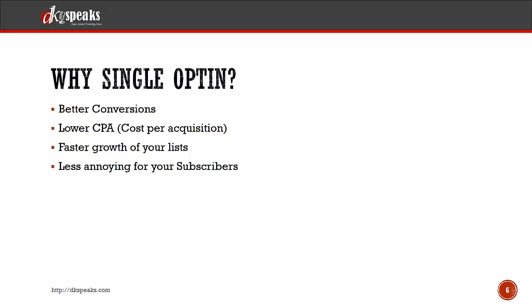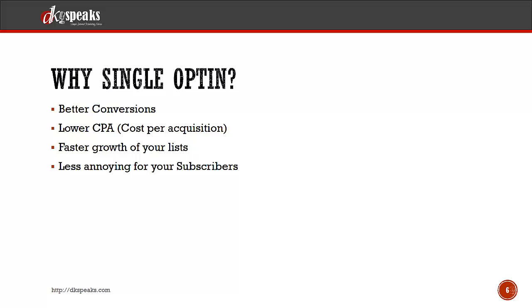And single opt-in helps you in much faster growth of your lists, because the number of people who get added to your opt-in list or your autoresponder lists is going to be much more than in the case of double opt-in. And that way your lists grow very fast. And it is less annoying for your subscribers.